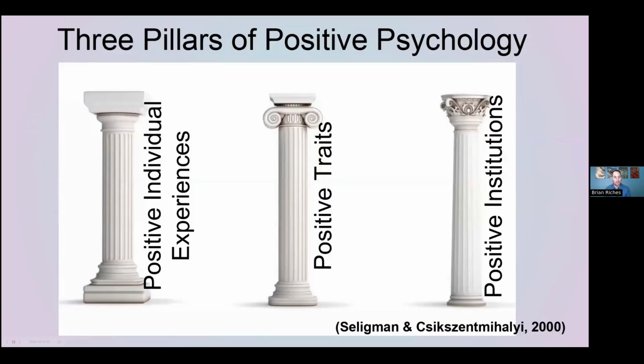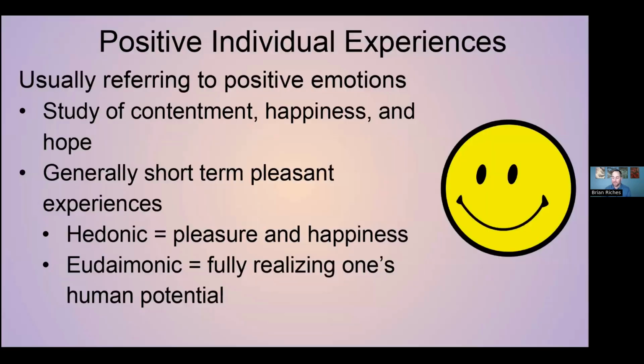The main couple things that I want to get across is positive psychology has these three pillars, and then we'll focus on the PERMA model of well-being. So positive individual experiences, positive traits, and positive institutions. Starting first with positive individual experiences, these are usually the positive emotions, right? Studies of contentment, happiness, hope, joy. Usually these positive individual experiences are short-term and we experience them as pleasant.